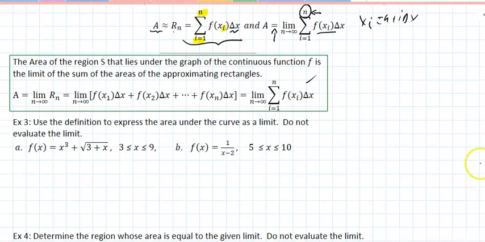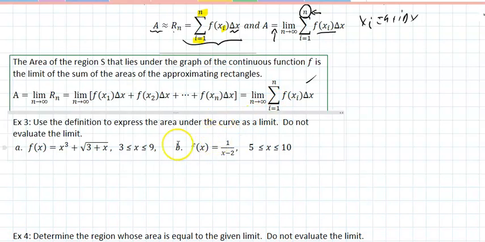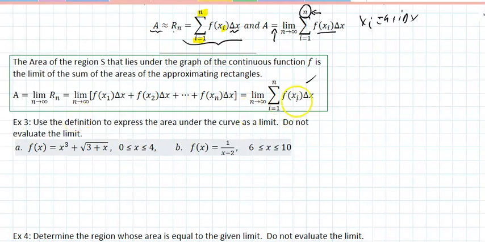Now, use this definition to express the area under the curve as a limit. Do not evaluate the limit. That's the next section. If I look at this problem, I'm going to start by running from 0 to 4. So that's the tradition. And then I'm going to shift that. I'm going to run that from 6 to 10. Same idea. Well, if I want to use this definition, this is what I need.